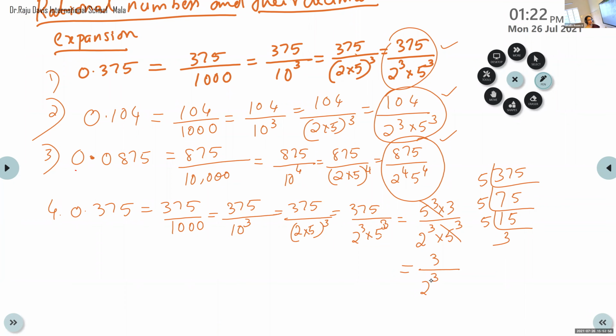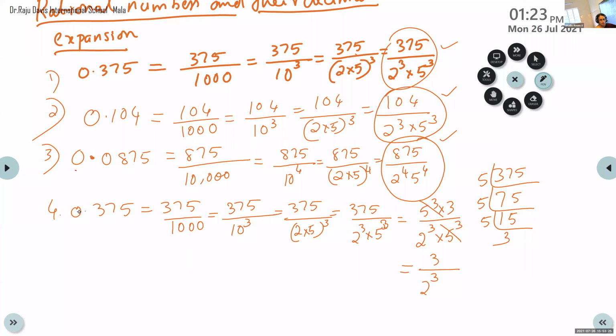So what did I tell you? If a decimal expansion terminates, the denominator of its p by q form will be a multiple of 2 and 5. The prime factors of the denominator must be 2 and 5. Here 5 is there. Is 0.375 terminating or non-terminating?